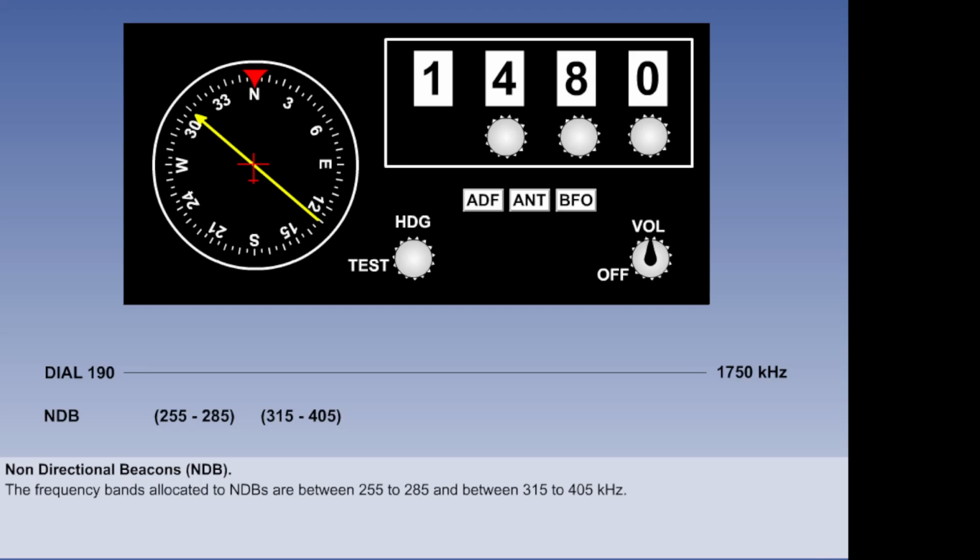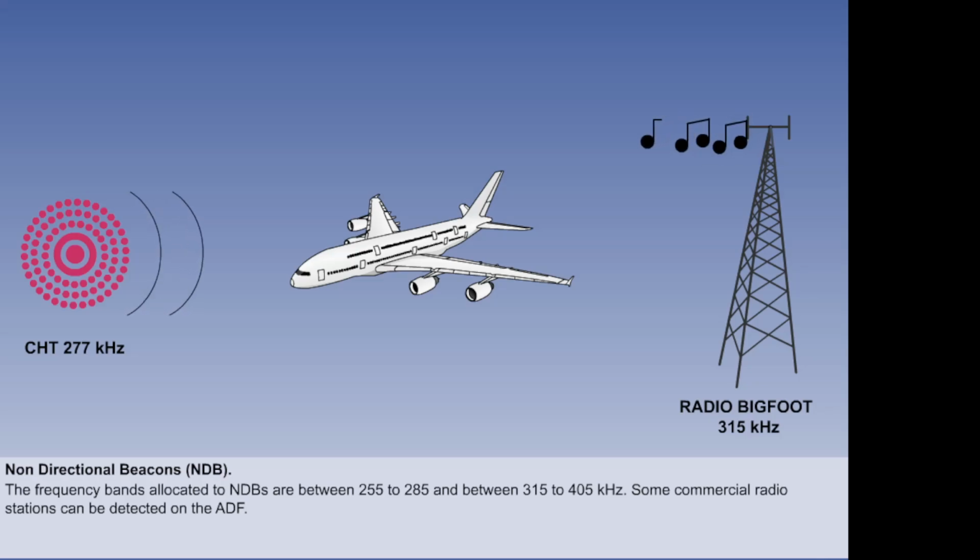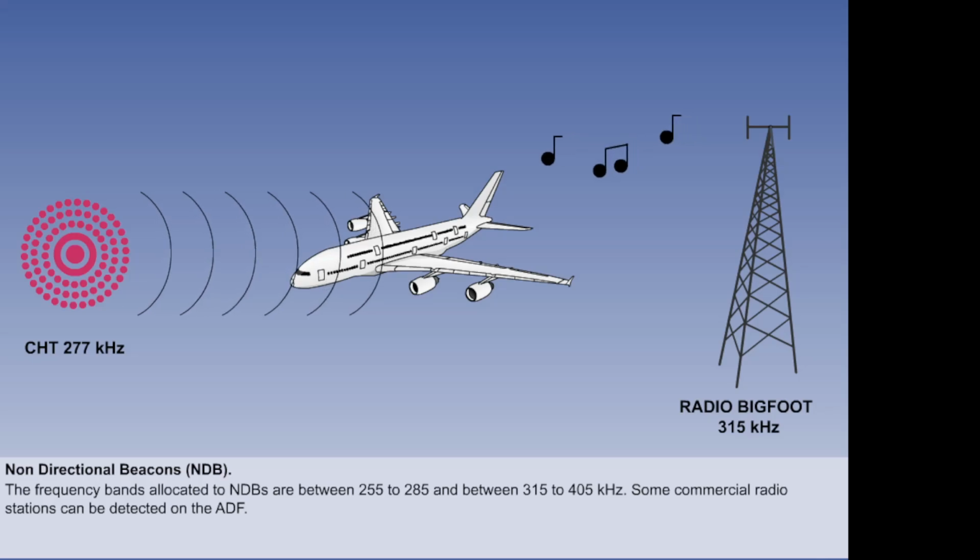Although most ADF receivers have a frequency selector range of 190 to 1750 kHz, the frequency bands which are internationally allocated to NDBs are much more restricted, from 255 to 285 kHz, and from 315 to 405 kHz. Some commercial broadcasting stations transmit in this waveband, and you may pick up their signal. This has little navigation value unless you know where the transmitter is located, but it can be entertaining.